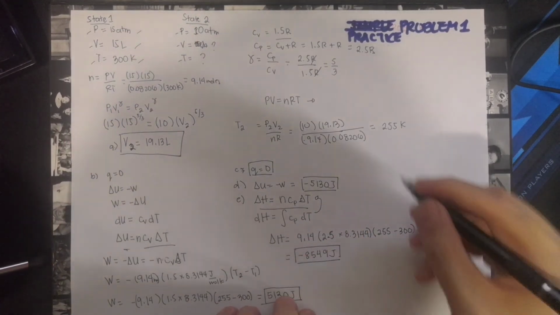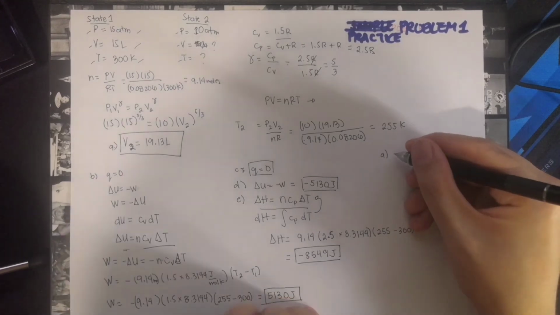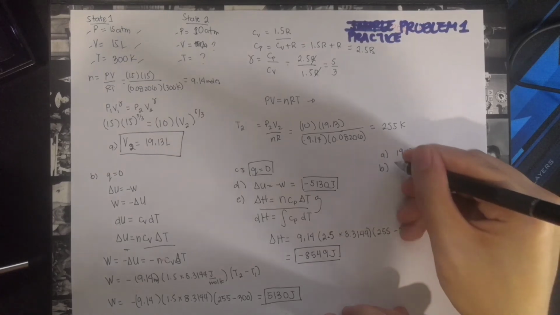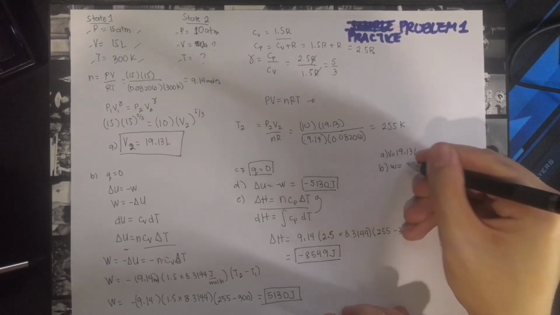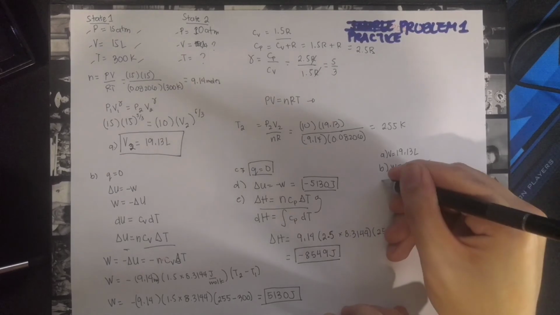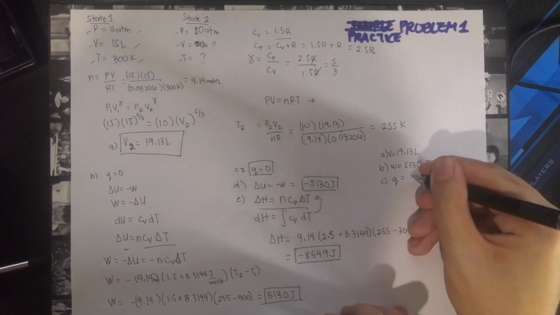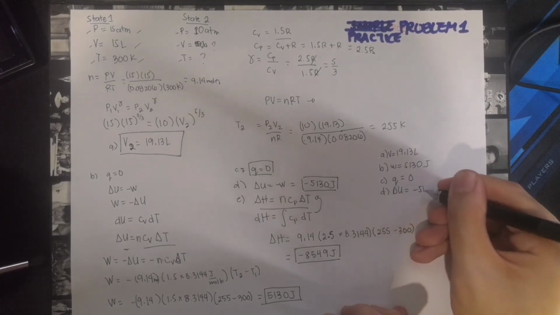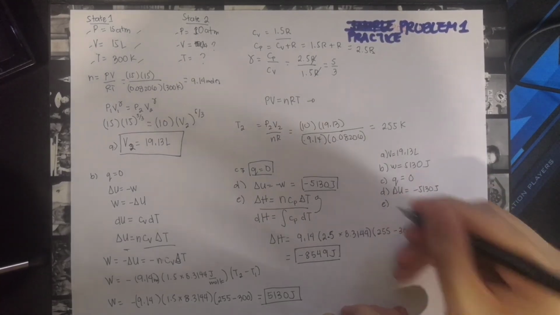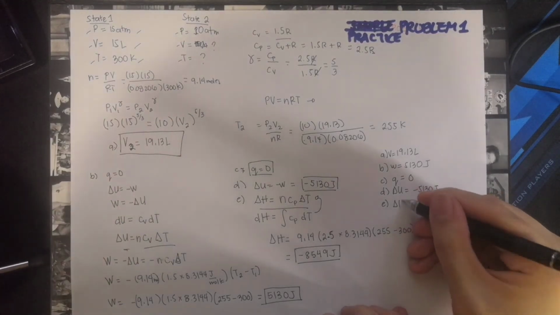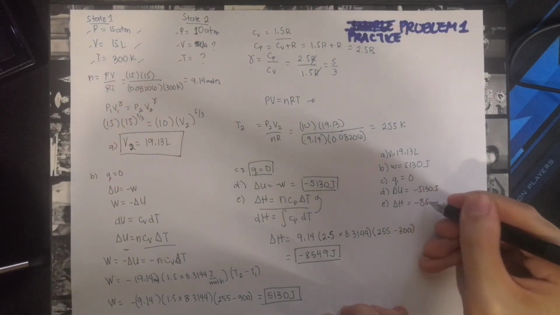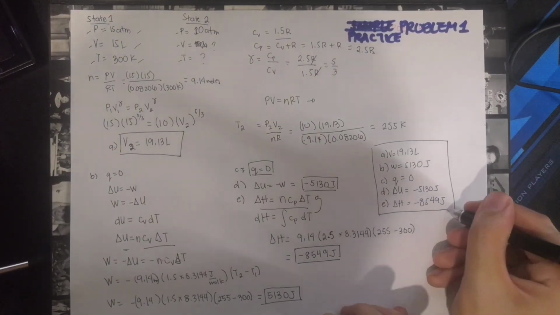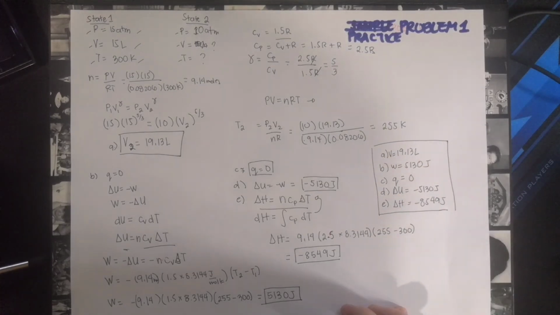So for A, our volume is 19.13 liters. Our work done is 5,130 joules. The heat flow is 0. The change in internal energy, delta U, is equal to negative 5,130 joules. And your change in enthalpy, delta H, is equal to negative 8,549 joules. So thank you, and on to the next problem.